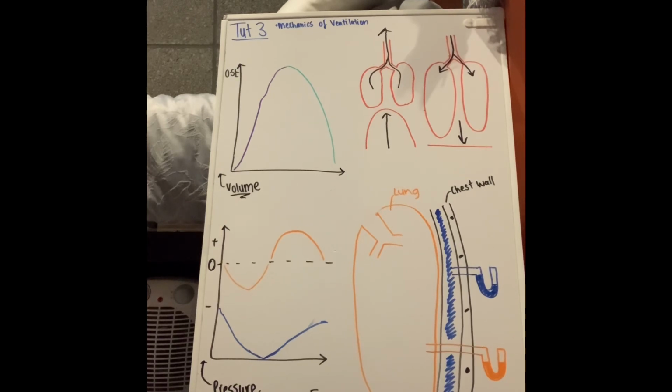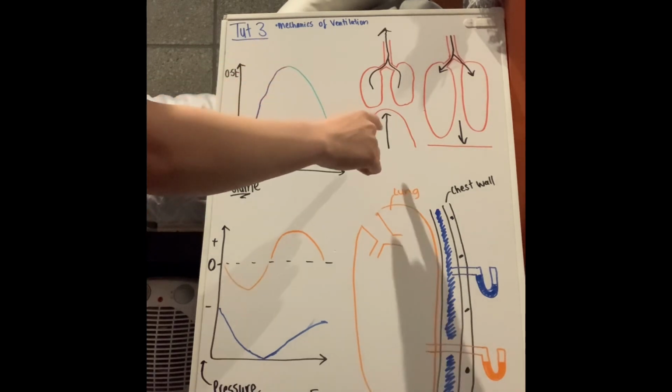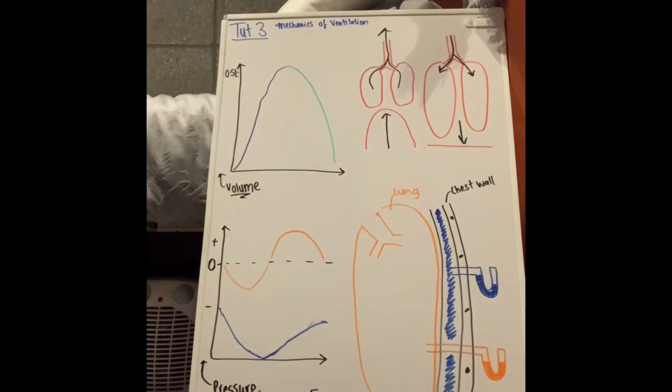In the next one, we'll go over the respiratory cycle, which is basically a graph on what is happening within the airway and the change in volumes.